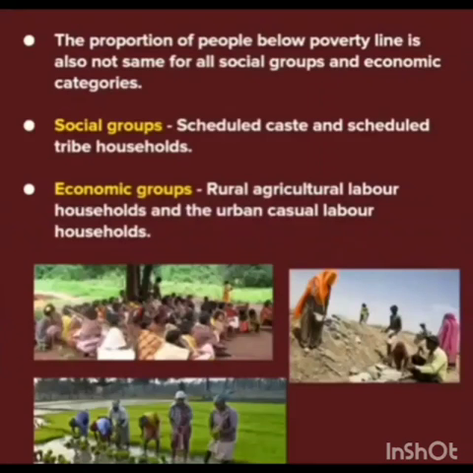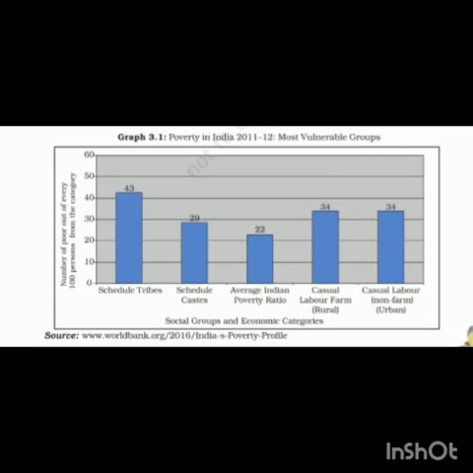Social groups which are most vulnerable to poverty are scheduled caste and scheduled tribe households. Among the economic groups, the most vulnerable groups are the rural agricultural labor households and the urban casual labor households. The graph shows the percentage of poor people in all these groups. Although the average for people below the poverty line for all groups in India is 22, 43 out of 100 people belonging to scheduled tribes in rural areas are not able to meet their basic needs.